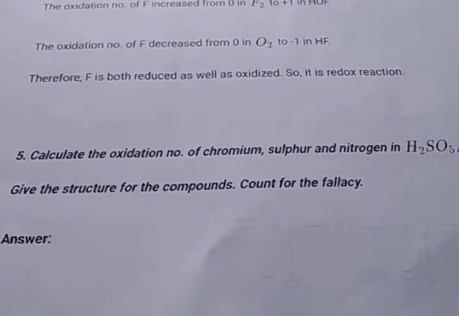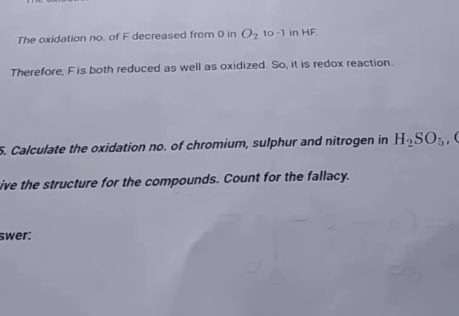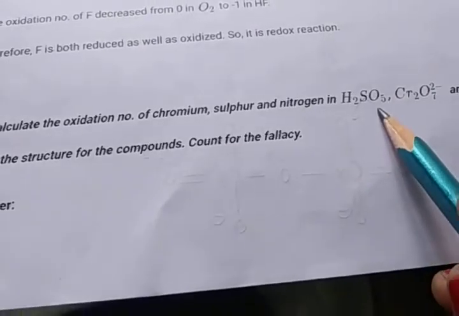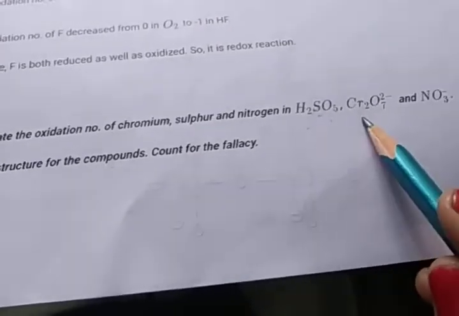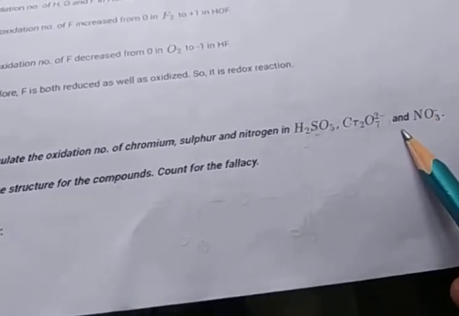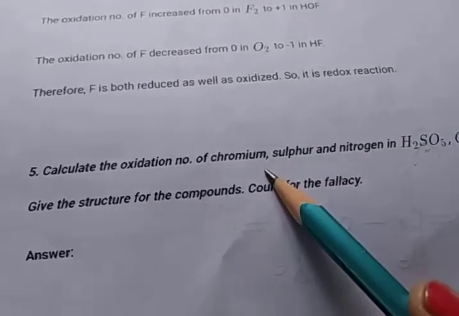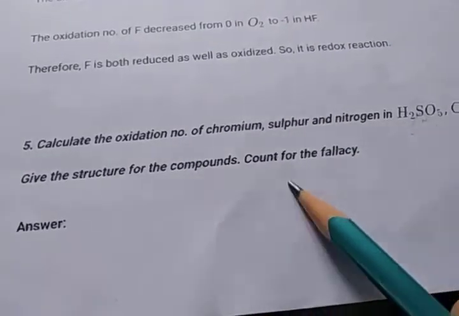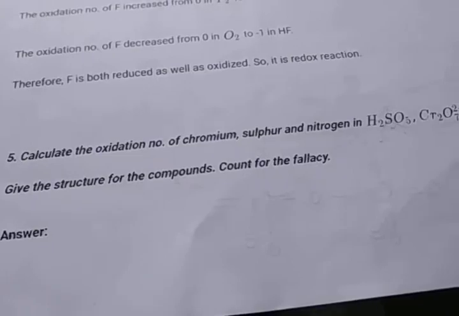Question number 5: calculate the oxidation number of chromium, sulfur and nitrogen. Here, in H2SO5 it is sulfur, in Cr2O7 2- it is chromium, and in NO3- it is nitrogen. Calculate the oxidation numbers and then give the structure for the compound, and also account for the fallacy.